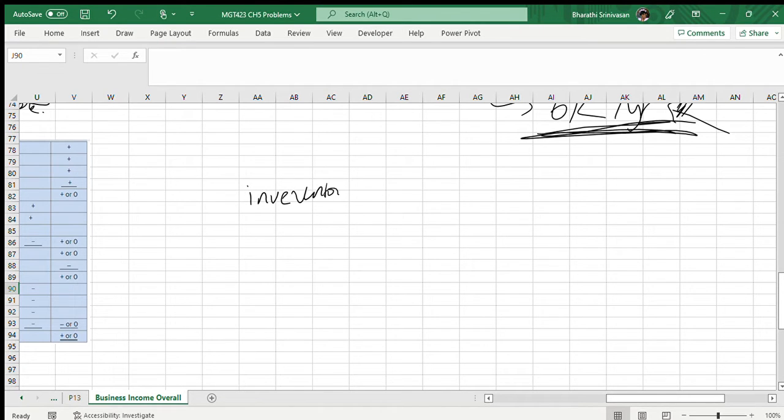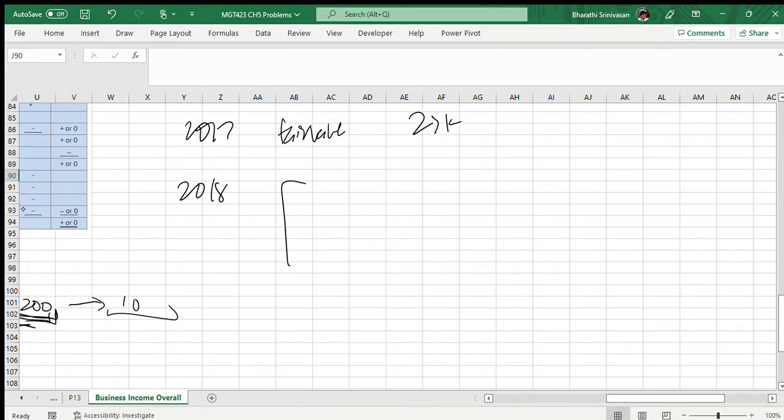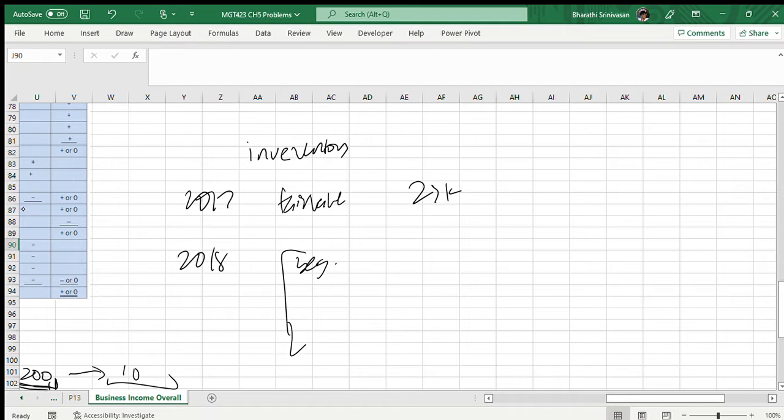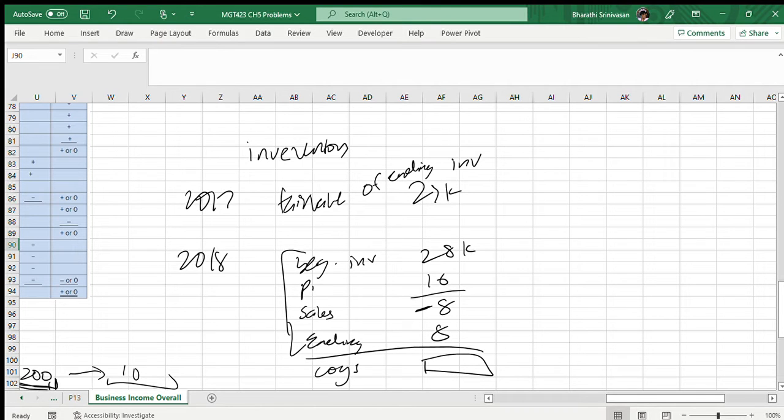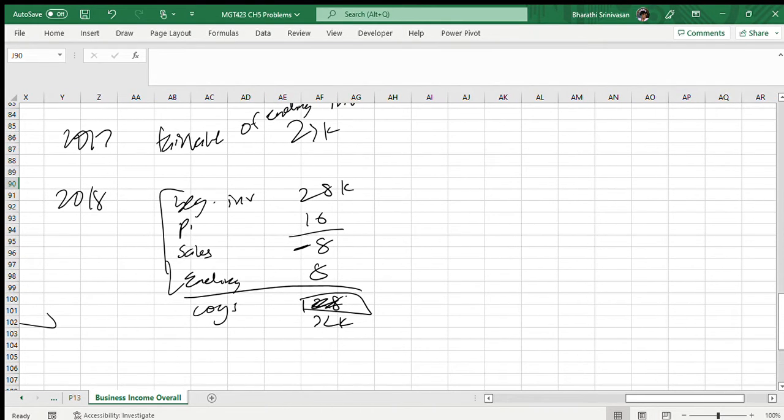So for inventory adjustment, let's say that my 2017 fair value was 27K. And in 2018, when I'm doing my whole cost of goods sold, I've got my beginning inventory, and this is a fair value of ending inventory. In 2018, my beginning inventory is 28K. My purchases are 16. My sales are negative 8. And then my ending inventory is something, and then I get to my cost of goods sold. Let's say it's 32K.